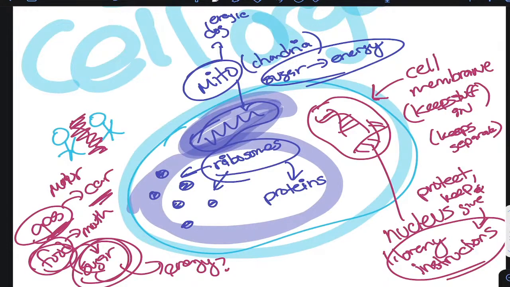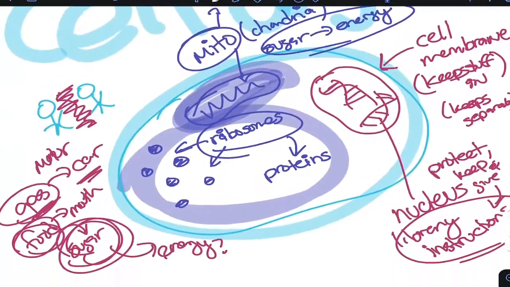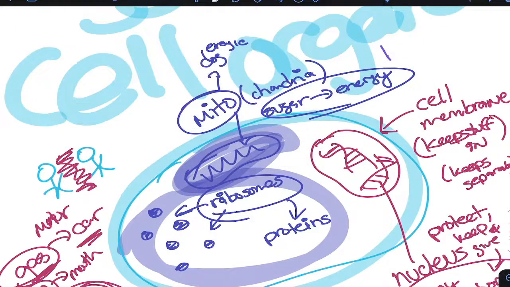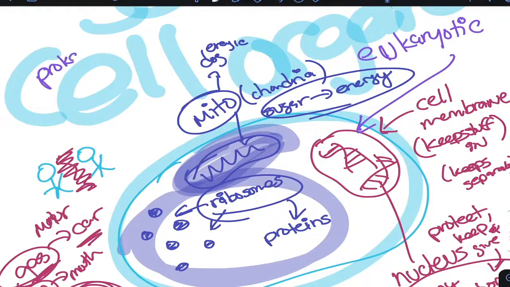Now, it turns out there are different types of cells. We're not going to talk about that today. The type of cell I'm showing you is called a eukaryotic cell, and eukaryotic cells have all their instructions inside of a nucleus. You'll hear another name, prokaryotic cells, and prokaryotic cells carry their instructions not in a nucleus, but somewhere else.